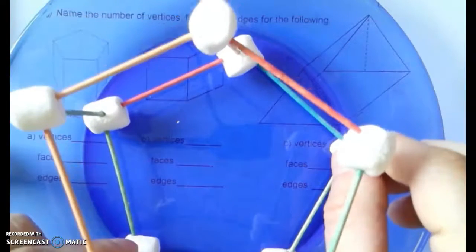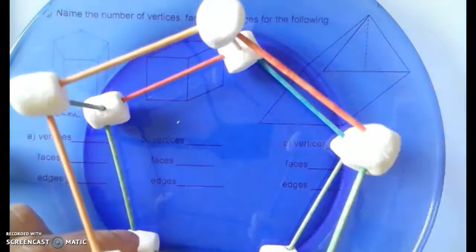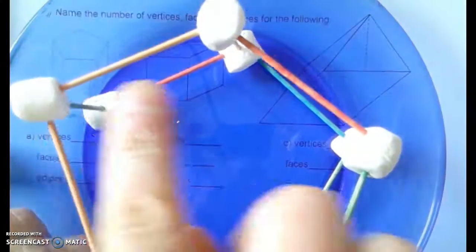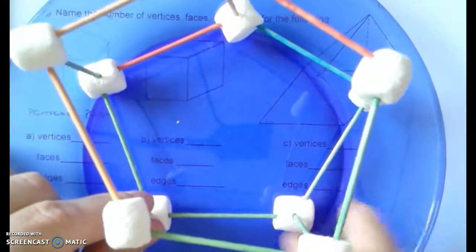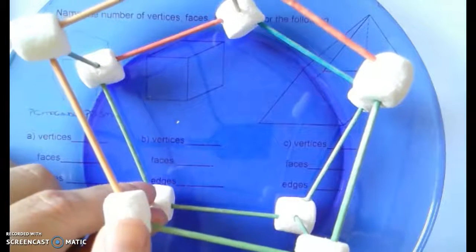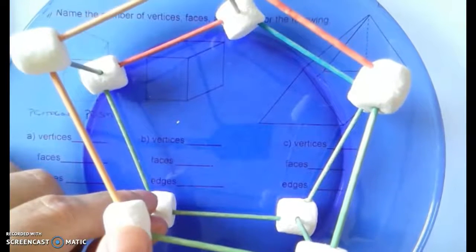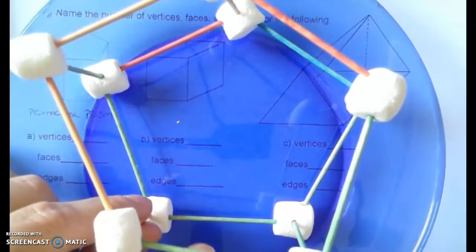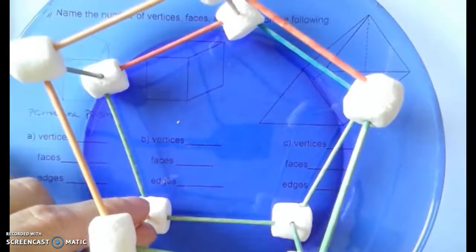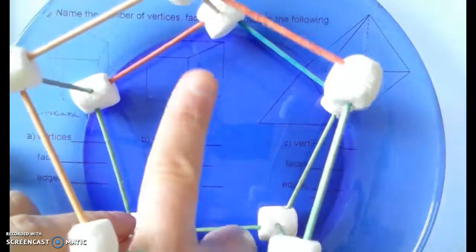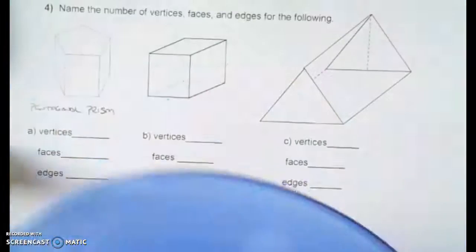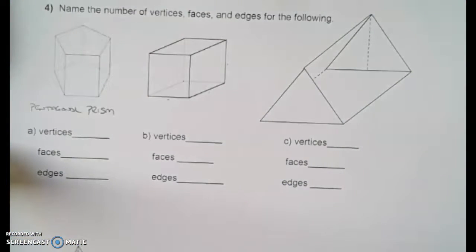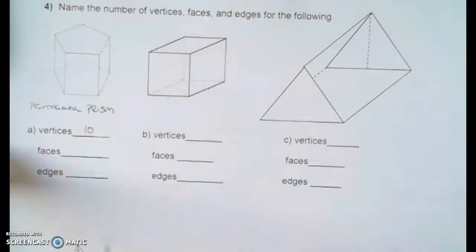If I count here, I have a total of 1, 2, 3, 4, 5 marshmallows on the top pentagon, which means I also have 1, 2, 3, 4, 5 on the bottom pentagon. That's a total of 10 marshmallows, which is 10 vertices. So I have 10 vertices here.